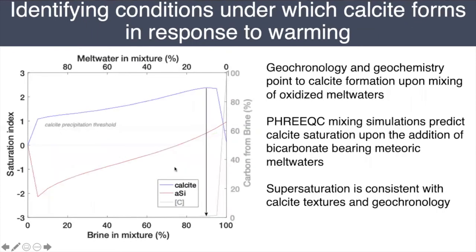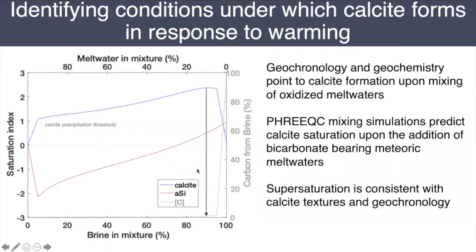So to take this a step further, we now want to identify conditions under which calcite forms, and we know this should form in response to global warming, or to warming of the system. And so here we start off with the knowledge based on the geochronology and the geochemistry that calcite forms upon mixing of oxidized meltwaters. You have to mix oxidized waters within that. And so we're plotting here saturation index again on the y-axis. And here we have meltwater in the mixture and brine in the mixture on the x-axis. So this is our mixture of our brine and our meltwaters.